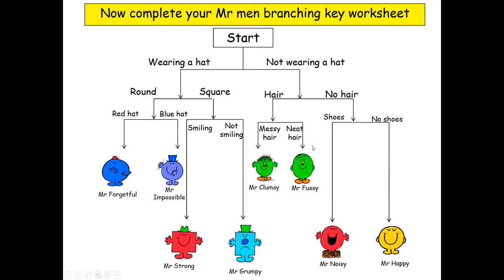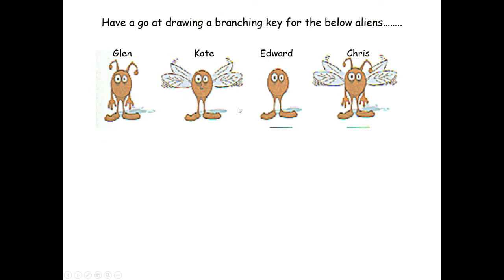So you can see when you look at that, you think, whoa, that's really, really complicated. But all we did was take it one question at a time. Every time you're just splitting your group and then ignoring every individual who's not in your new group. So we went wearing a hat, ignore everyone else. Round, ignore everyone else. Red hat, ignore everyone else. And then you can go back until you've got everyone filled in.